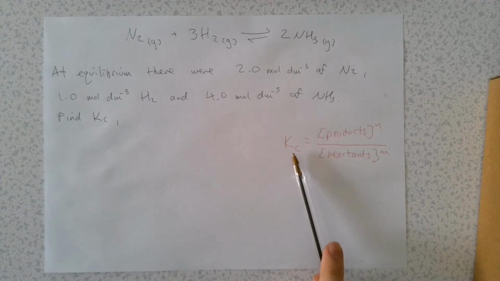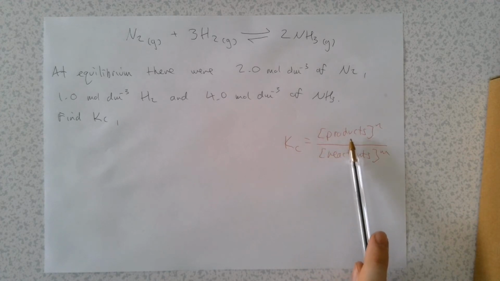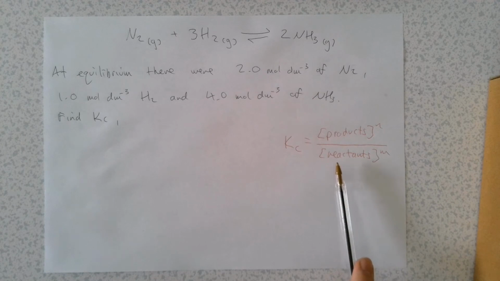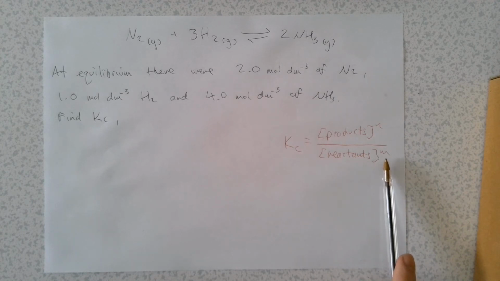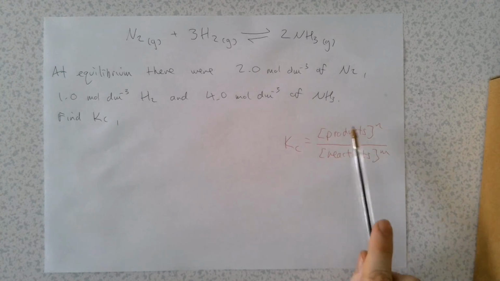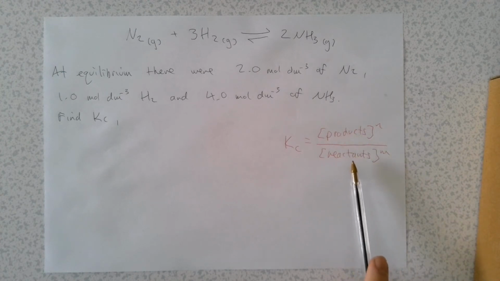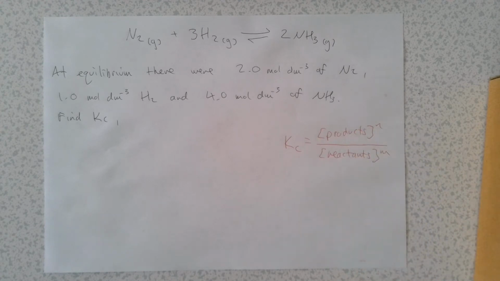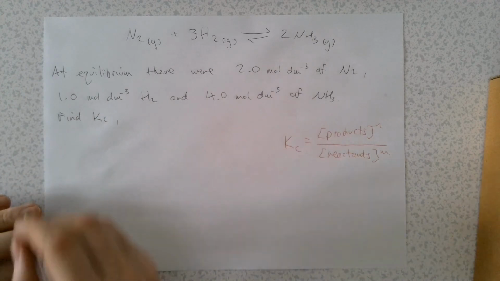So our Kc expression is the concentration of your products raised to the power of their molar ratio, the big number in the equation, divided by the concentration of the reactants raised to their molar ratio. And if you have multiple products or multiple reactants, you would multiply them together, not add them. So let's apply this to this question.